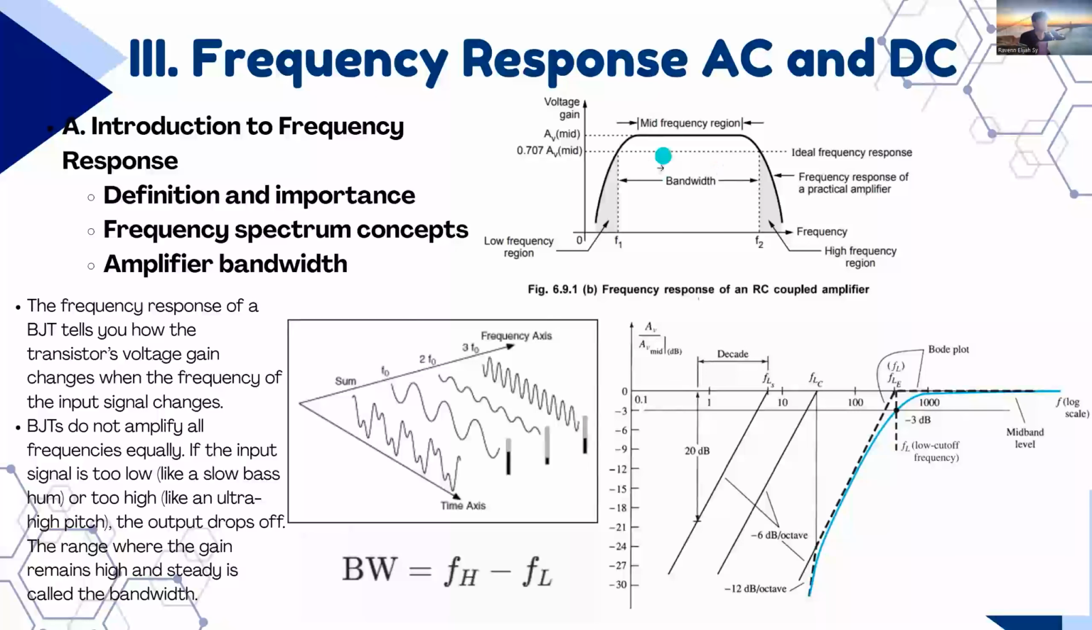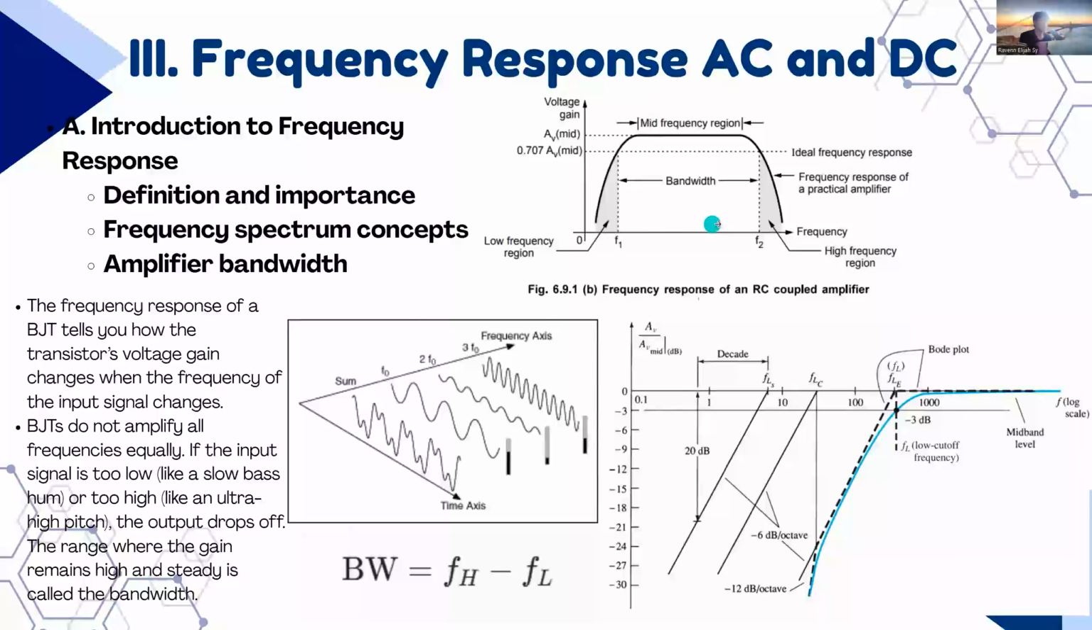Mid-frequency range. The operating band where the gain remains constant. This is the gain. The y-coordinate axis is the gain. Here, external capacitors act as short circuits and internal transistor capacitances act as open circuits.